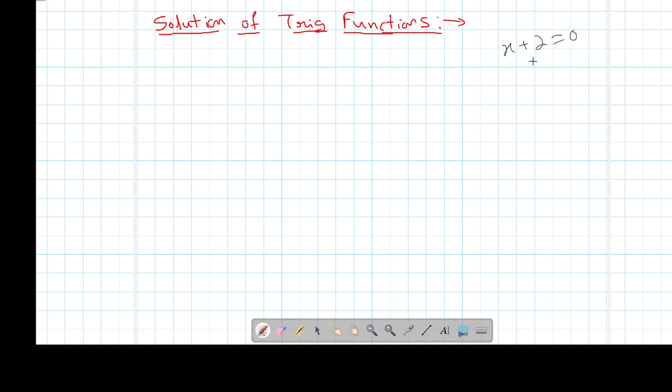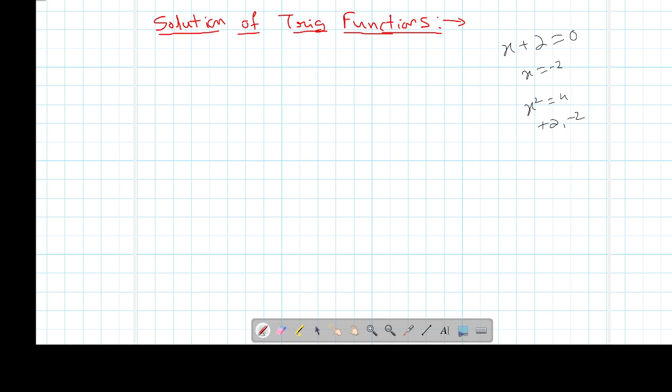So, what is the solution of this equation? I think you've already seen these kinds of questions. x plus 2 equal to 0, so x is minus 2. Minus 2 is the solution of this equation. In the same way, x square equal to 4. Then what are the possible values of x here? Right, plus 2 and minus 2. So minus 2 and plus 2 satisfy this equation. These are the solutions of this equation.